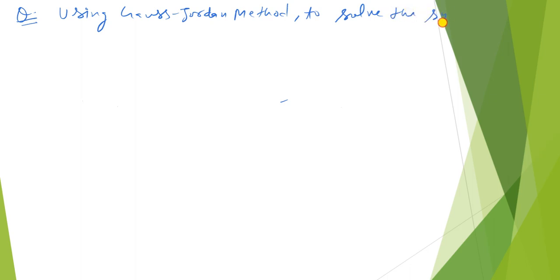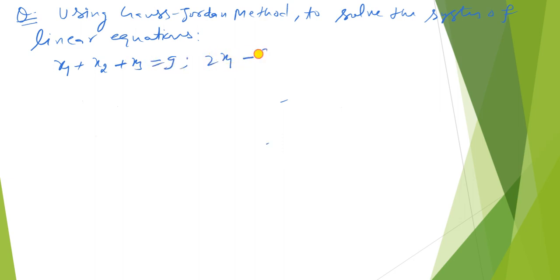So the problem is, using the Gauss-Jordan method, to solve the system of linear equations. x1 + x2 + x3 = 9. 2x1 - 3x2 + 4x3 = 13. 3x1 + 4x2 + 5x3 = 40.